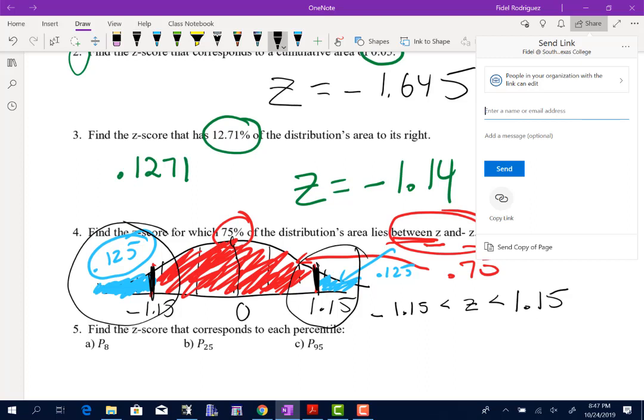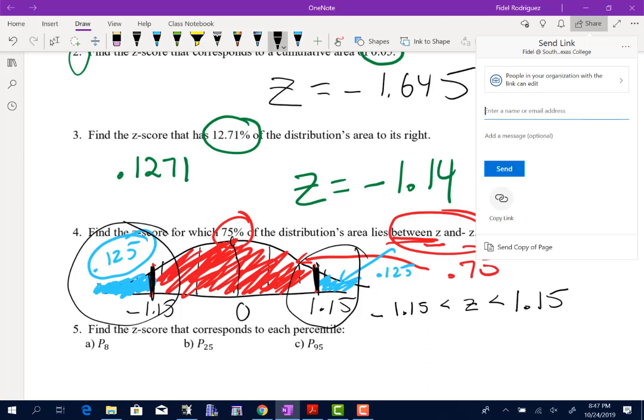So if I go inverse norm of 0.125, it'll tell me what that z-score is, right? So it's telling me that if I have a z-score of negative 1.15, the area to the left of it would have been 0.125, right? But because the graph is symmetric, meaning this is kind of like a mirror, whatever I have on this side, I have on that side. Well, if this is negative 1.15, positive 1.15.